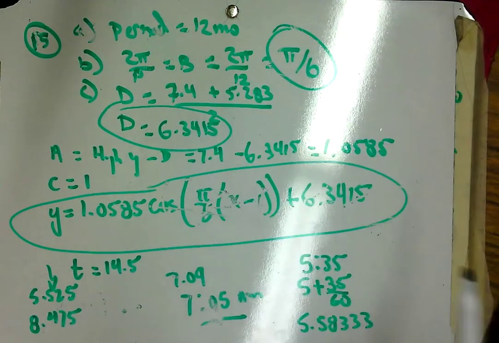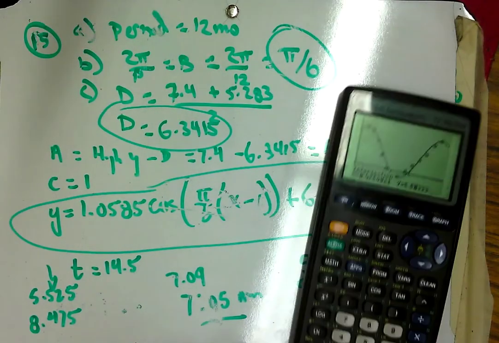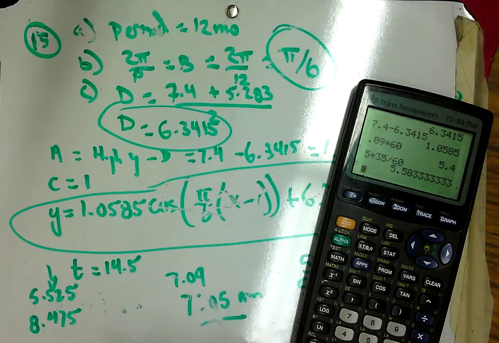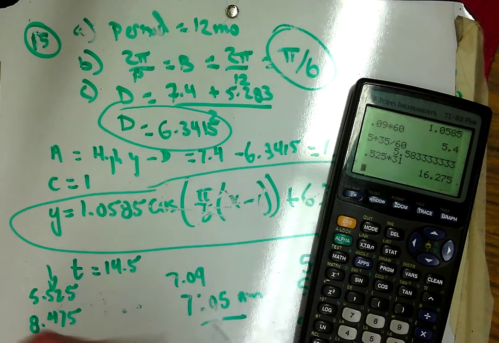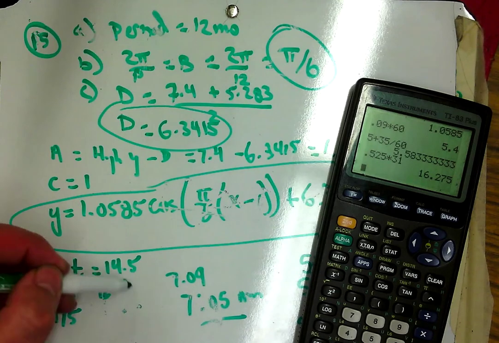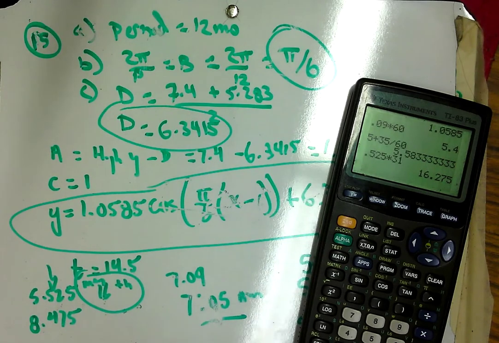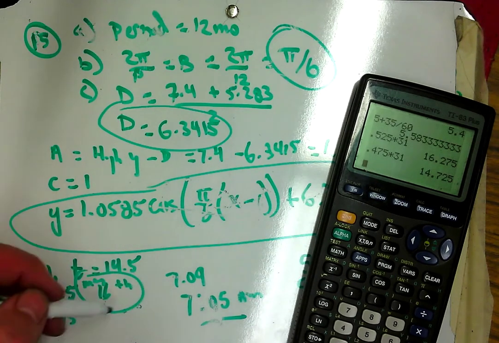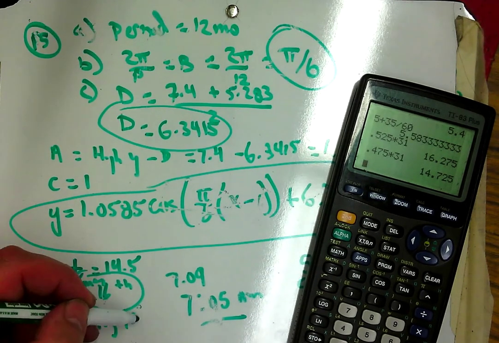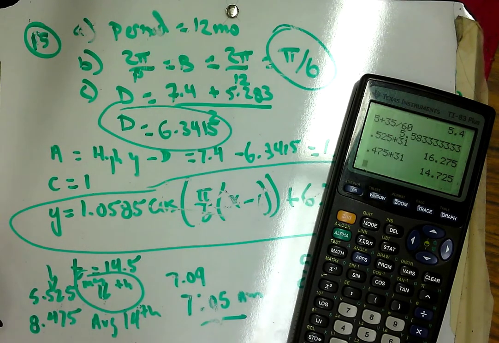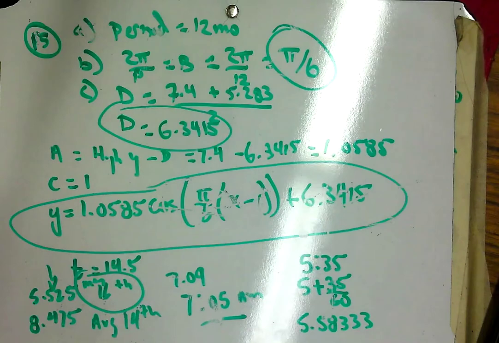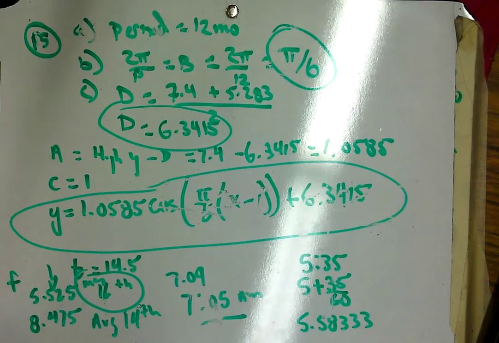Okay, well, we know that 5 is May, but what date in May? 30 days have September, April, June, and November. All the rest have 31, so 0.525 times 31 equals 16th. So we want May 16th. And when else? 8 would be August. 30 days have September, April, June, and November. All the rest have 31. So 0.475 times 31, and I get August 14th. Okay, so that's what we're looking for in part F of number 15.